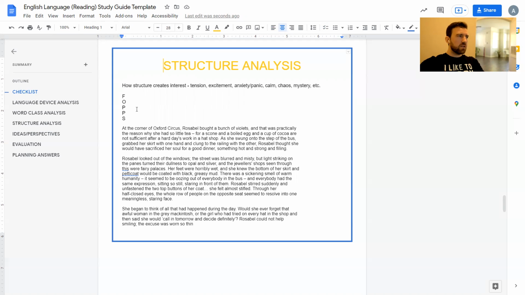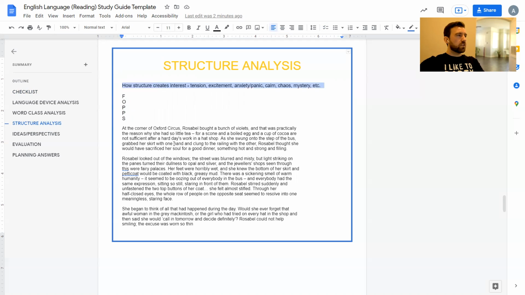Most of my students know that an acronym I use for this part of the course is FOPS, or FOPPS. I'm going to do FOPPS today just to add a little bit more detail. But the P and the S are very closely linked. You can talk about each of them individually, but they're pretty synergistic.